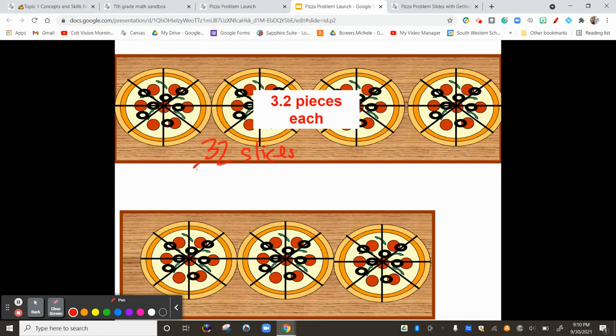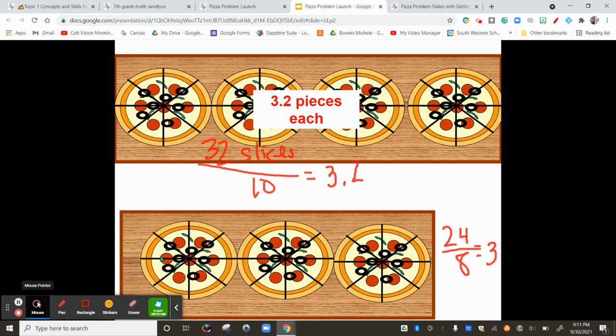If I take those 32 slices and divide them up by the 10 people, then each person would get 3 whole slices and 1/5 or 2/10 of a slice. But at the other table, if I slice into 8 slices, then that's a total of 24 slices divided by the 8 people, and so they would get 3 slices. There's no additional slice there. So that being said, you would get more pizza at the large table.